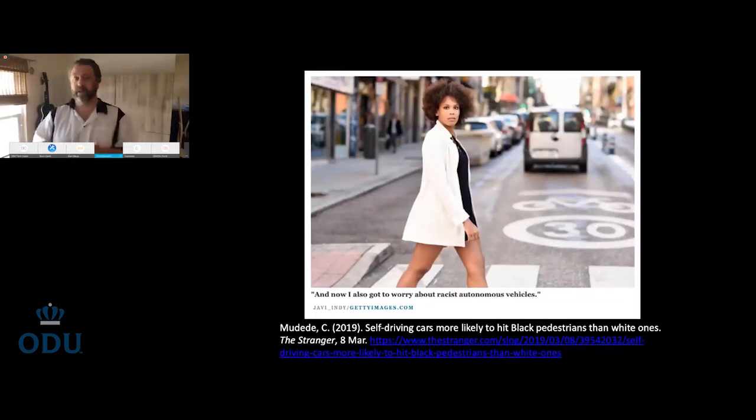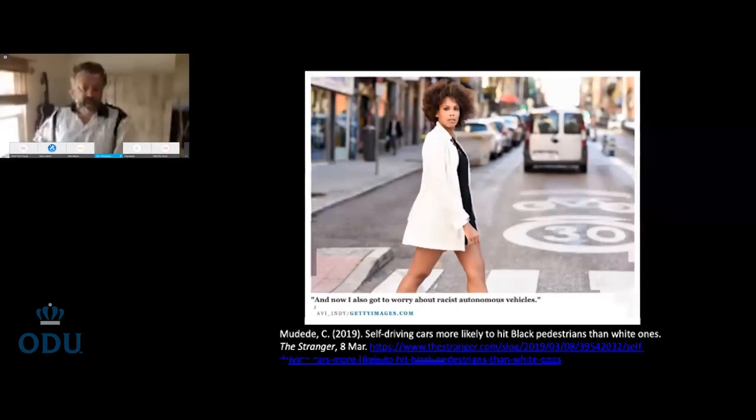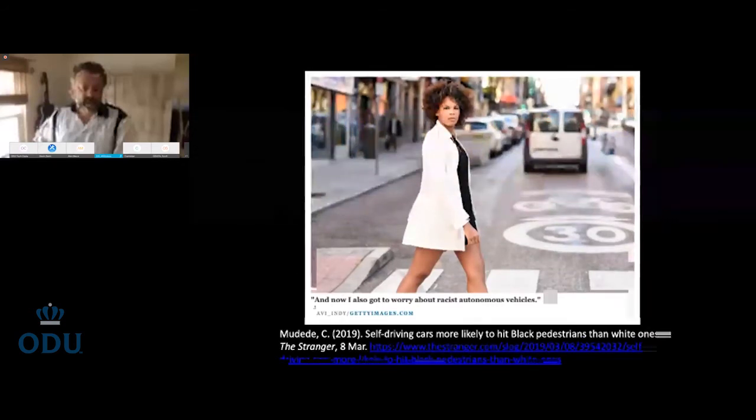And so there have been some studies showing that we can expect autonomous vehicles, unless those algorithms are changed in a very purposeful way, to be more likely to kill dark-skinned people, people of color, than white people.